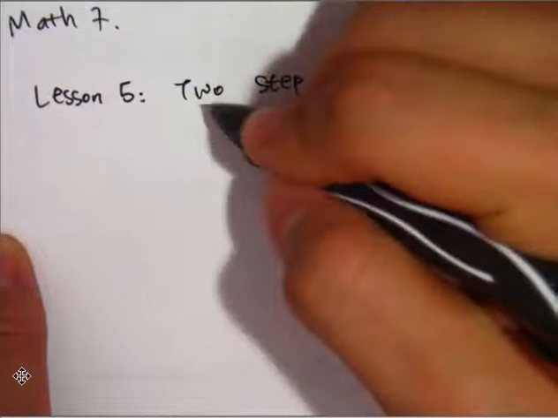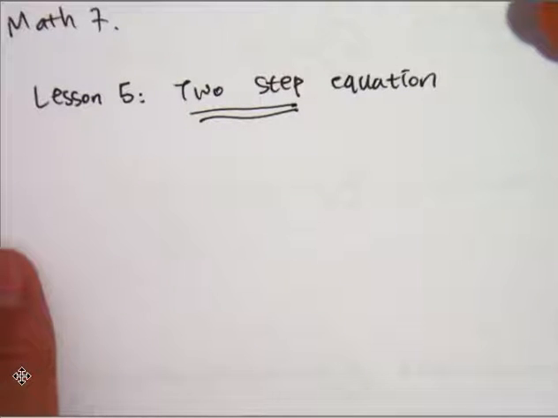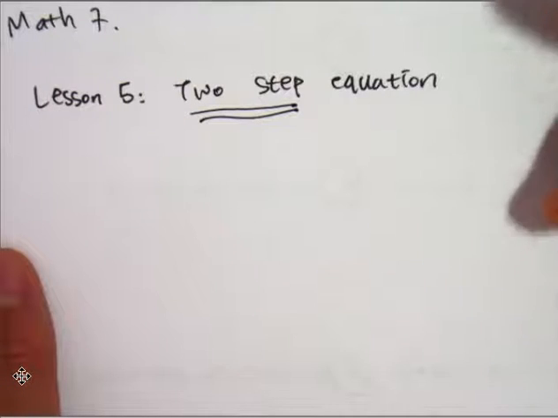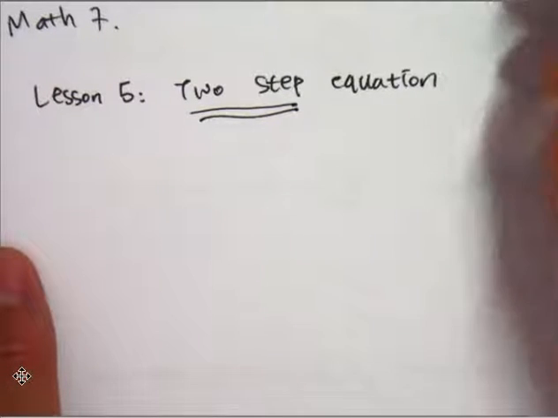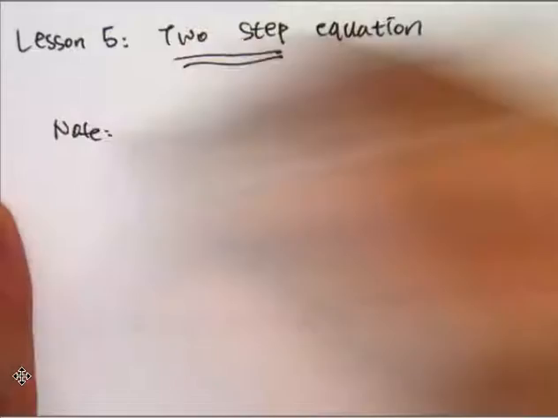And the reason that we're talking about two-step is because, like the word suggests, we have to deal with a situation where instead of one operation, we have to do multiple steps. Like the word suggests, two operations are involved. So, let's start with our class notes first.